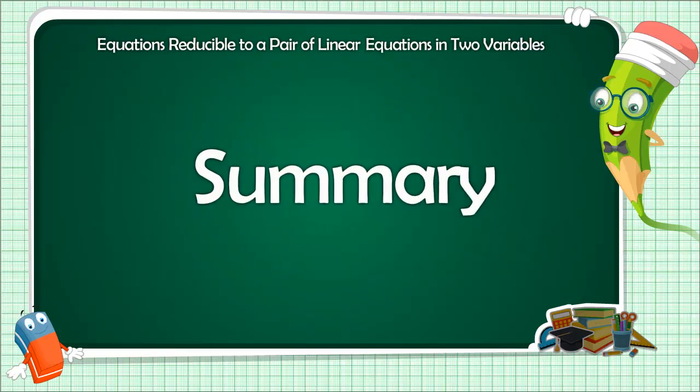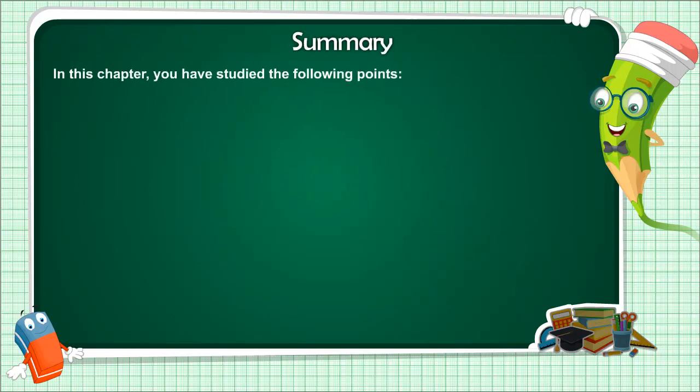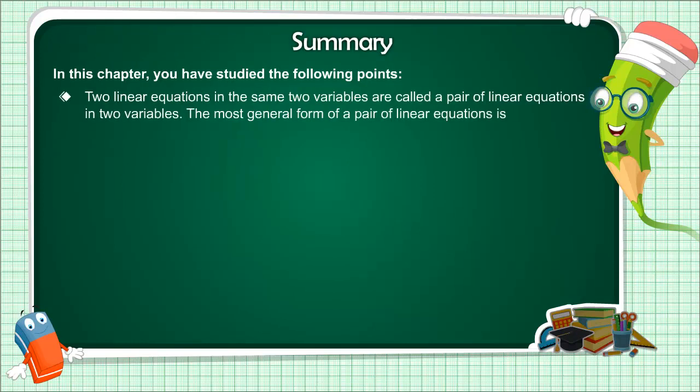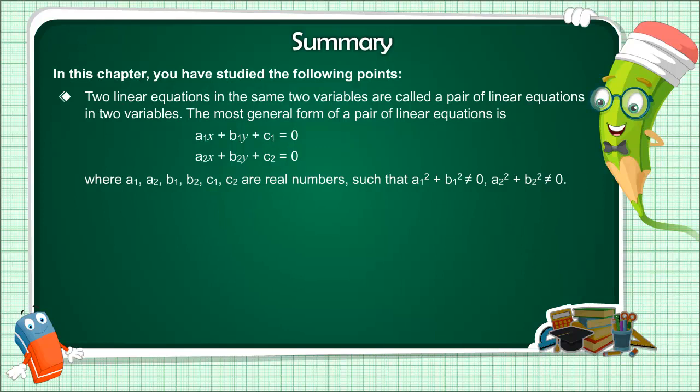Let's summarize the chapter pair of linear equations in two variables. In this chapter, you have studied the following points. Two linear equations in the same two variables are called a pair of linear equations in two variables. The most general form of a pair of linear equations is a1x plus b1y plus c1 equals 0 and a2x plus b2y plus c2 equals 0, where a1, a2, b1, b2, c1, c2 are real numbers, such that a1 to the power 2 plus b1 to the power 2 is not equal to 0, and a2 to the power 2 plus b2 to the power 2 is not equal to 0.